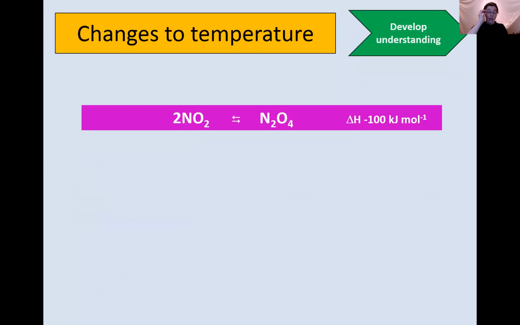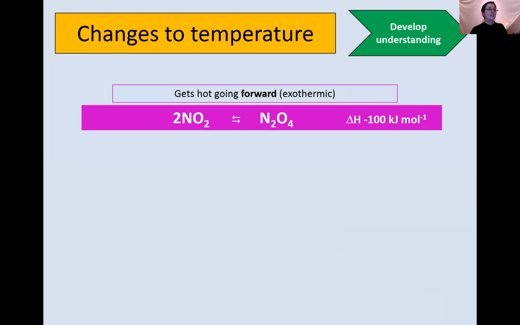Here we've got nitrogen dioxide going to dinitrogen tetroxide. This is an exothermic process. How do we know that? The delta H is negative. So it gets hot as you go in the forward direction. If you were to feel the test tube or the reaction vessel in the forward direction, it would feel like it was getting hot.